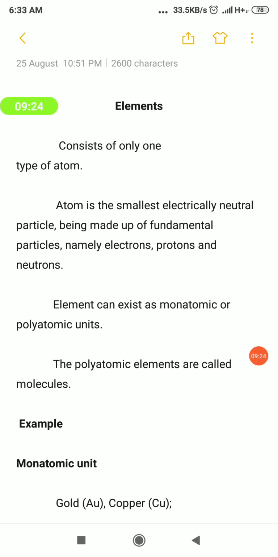An atom is an electrically neutral particle with the subatomic particles of protons, electrons and neutrons. And the element can be either monoatomic or polyatomic.